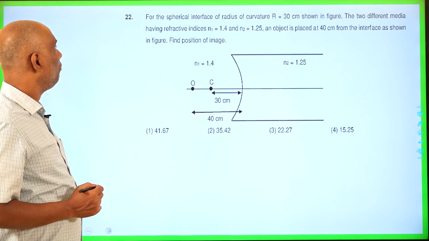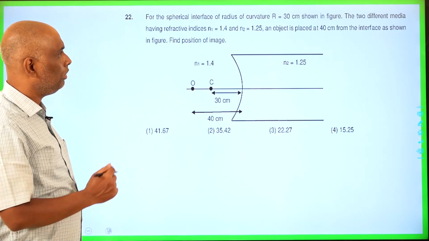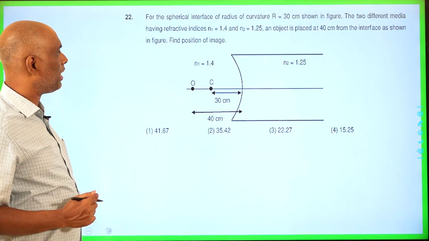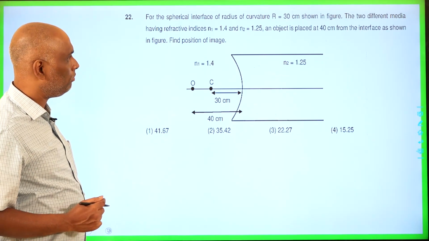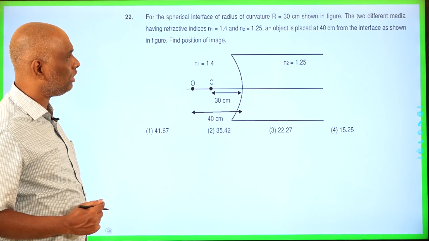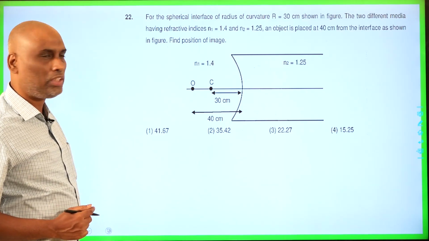For a spherical interface of radius r equal to 30 centimeter shown in the figure, the two different media having refractive index n1 equal to 1.4 and n2 equal to 1.25. An object is placed at 40 centimeter from the interface as shown in the figure. Find the position of the image.